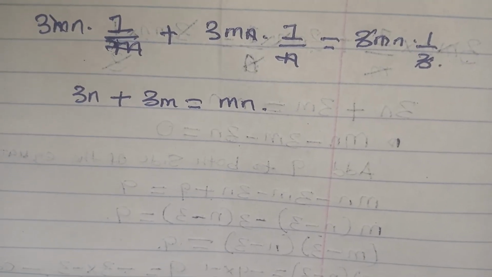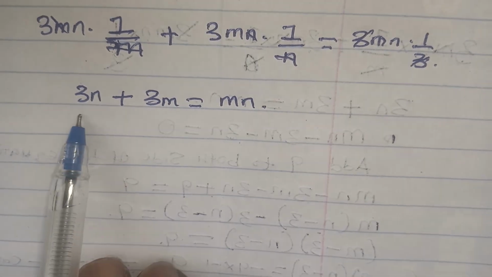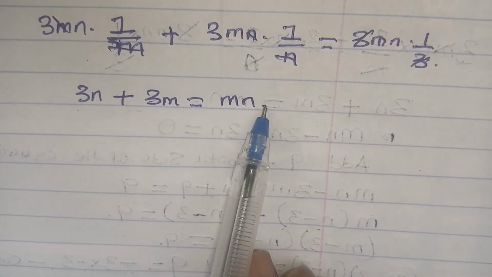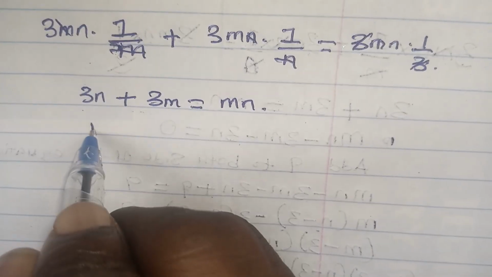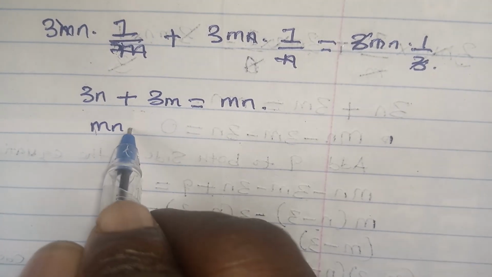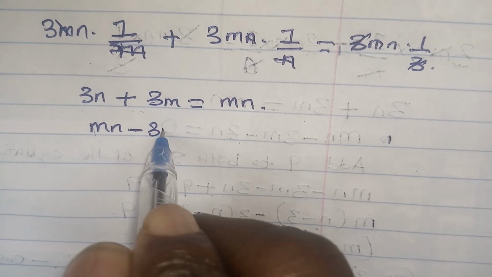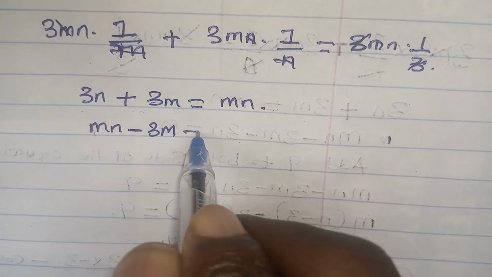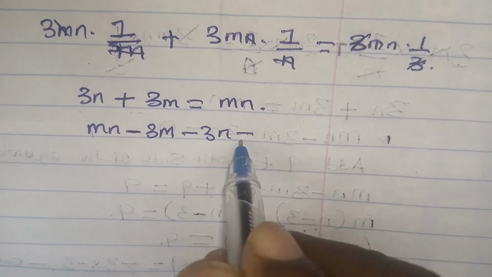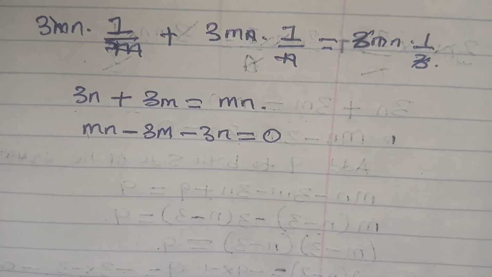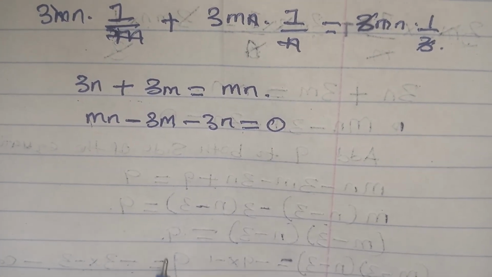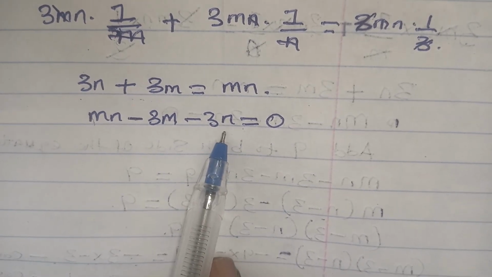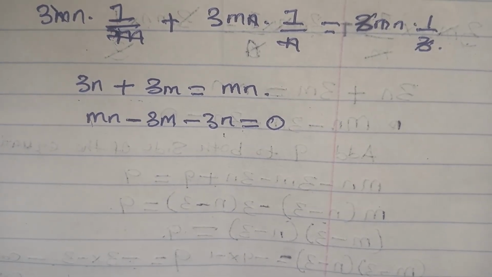Okay, since we are not having this, we are going to bring all these values at the left hand side to the right hand side of the equation. So if we do that, we are having mn minus 3m minus 3n equals 0. So the next thing to do is to add 9 to both sides of the equation. Don't worry, by the time we are solving ahead, you will know the reason why we add 9 to both sides of the equation.